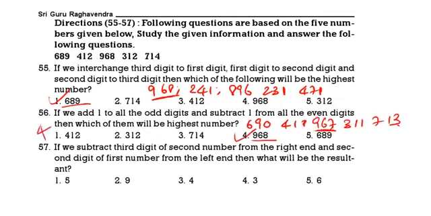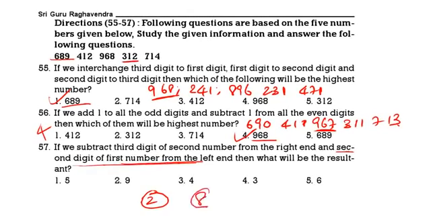If we subtract the third digit of the second number from right, the second number from right is 312. In this, the third digit is 2, and the second digit of the first number from left. So what is the second digit of the first number from left?